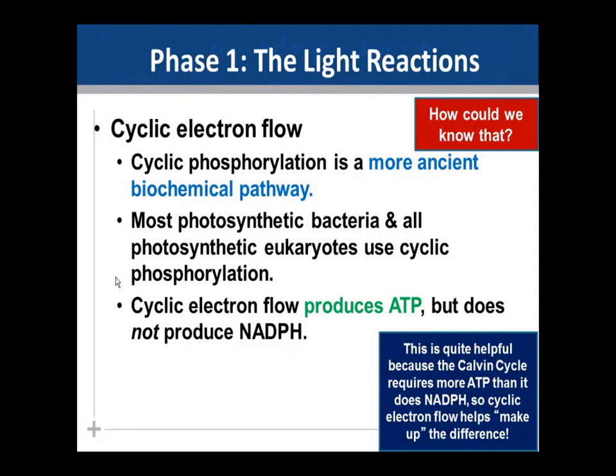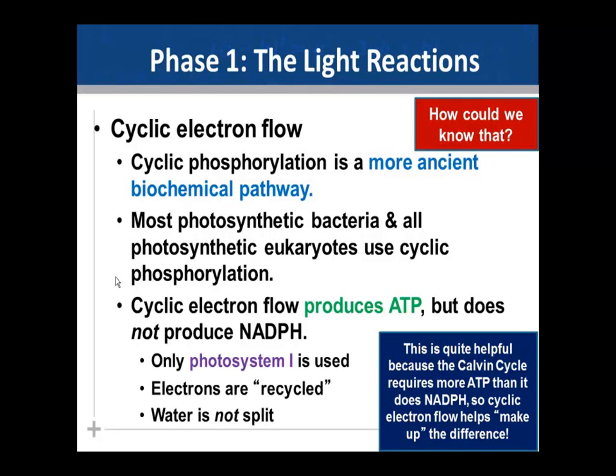And so performing cyclic electron flow sometimes helps to make up the difference. It produces extra ATP to make up for the greater demand for ATP that the Calvin cycle has over NADPH. A couple other key differences here. Only photosystem 1 is used, so photosystem 2 is not used. Electrons are what we call recycled, which is why it's called cyclic electron flow. And water is not split, so photolysis does not occur.